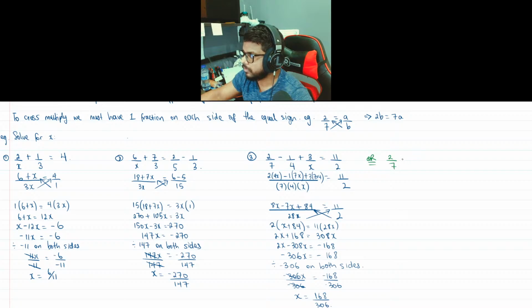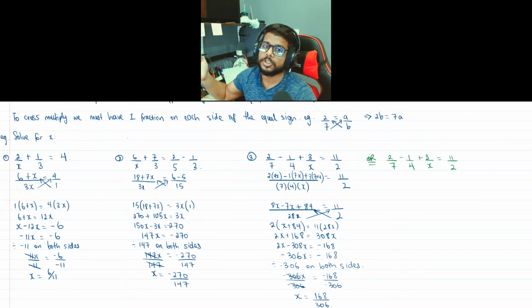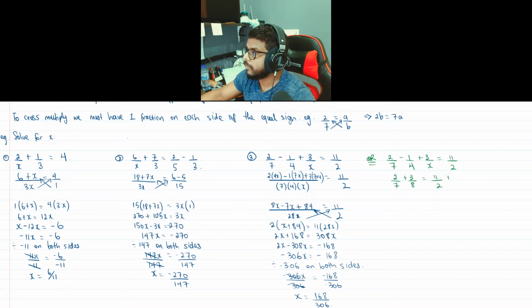2 over 7 take away 1 over 4 plus 3 over x is equal to 11 over 2. This is a regular equation. I can rearrange the equation as long as I change my signs if it jumps the equal sign. So what I'm going to do, I'm going to just send one of the terms across on the next side. It doesn't matter which term you send, as long as you send one term on the next side, it will make life a little bit easier. I'm sending the negative a quarter across. So I will get 2 over 7 plus 3 over x is 11 over 2 plus a quarter.